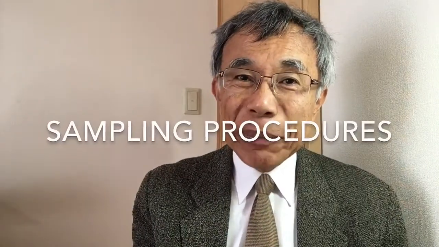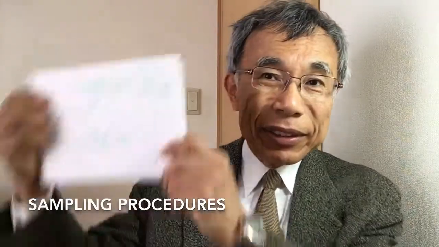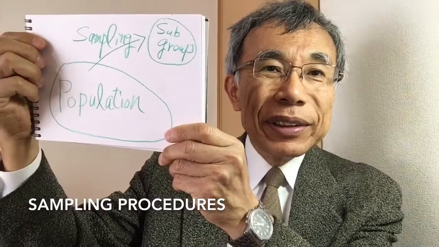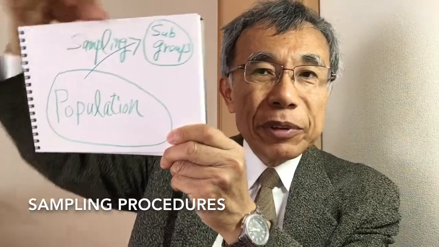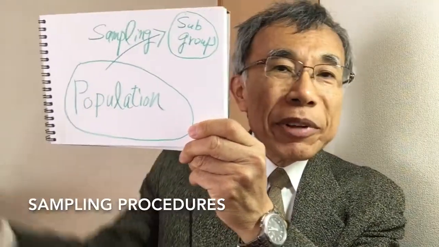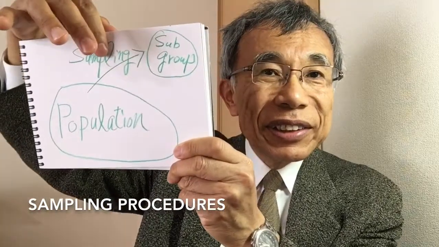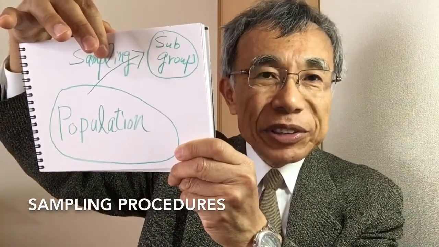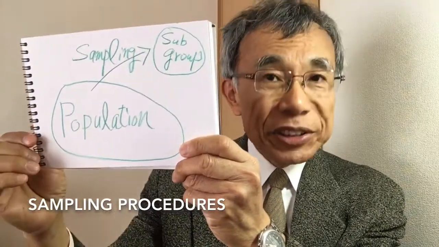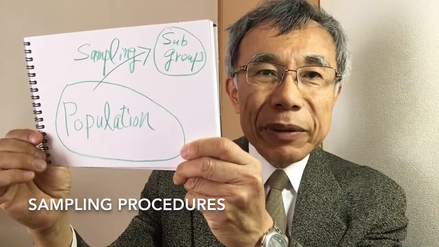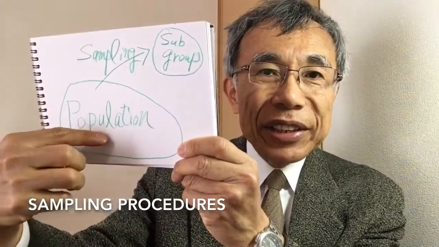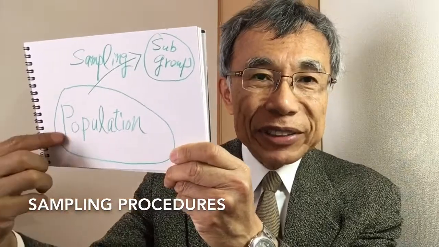Next topic is sampling procedure. Sampling is a technique in which a subgroup of the population is selected to answer the survey questions. The information collected can be generalized to the entire population of interest.